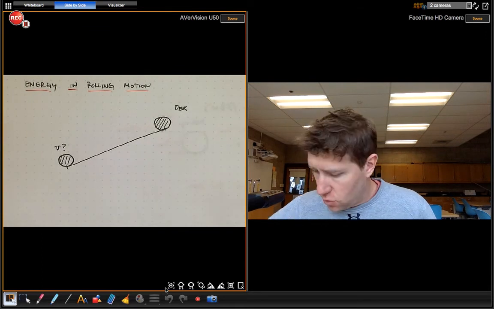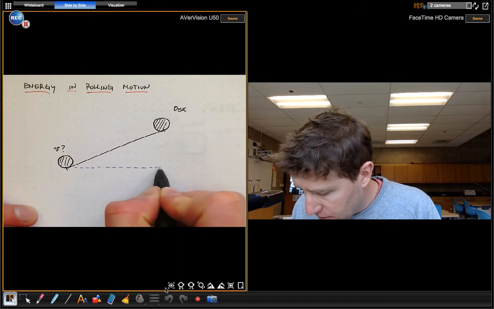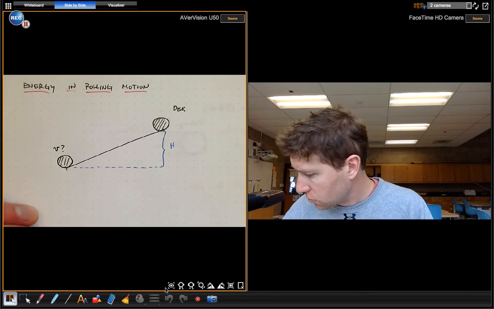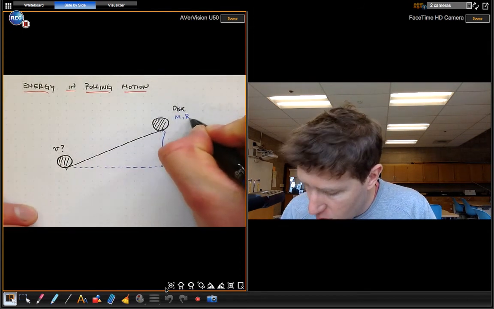So I might just start by defining, for purposes of energy, this height here, we might call that height h. We'll say that this disk has a mass m and a radius r.